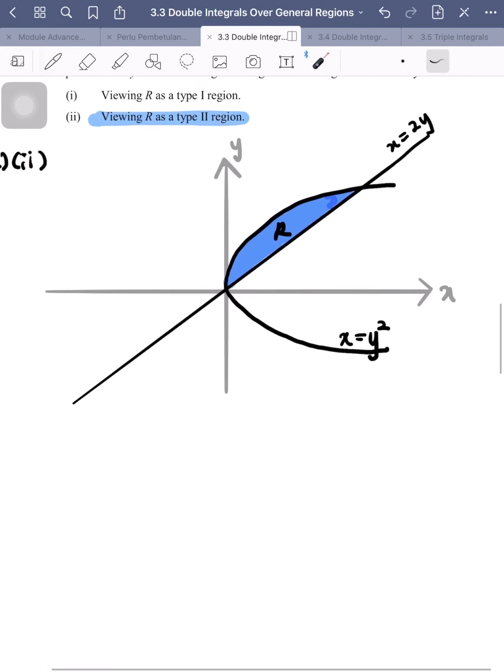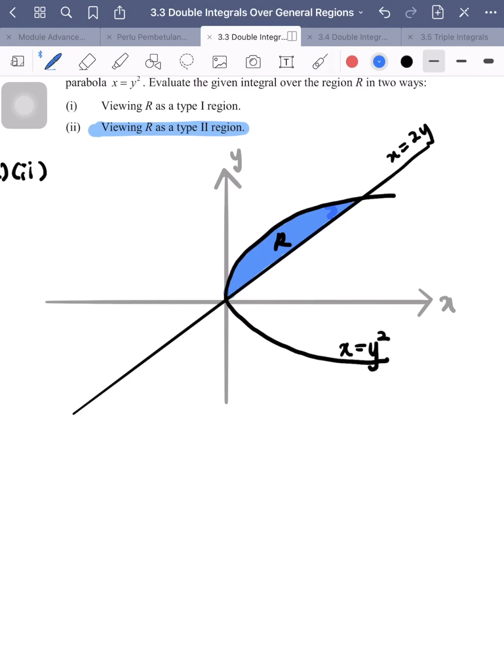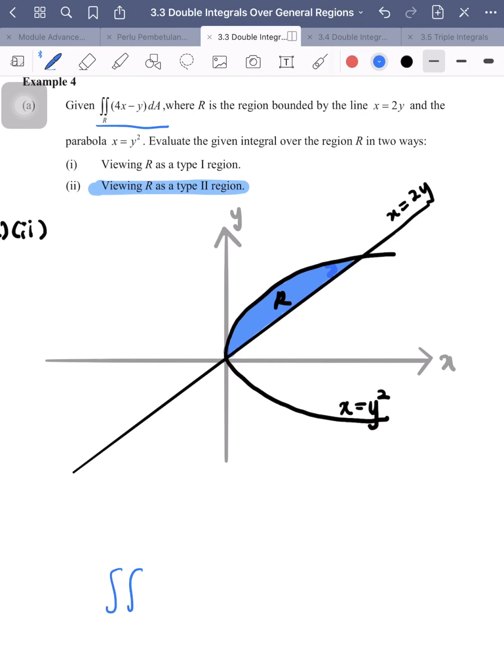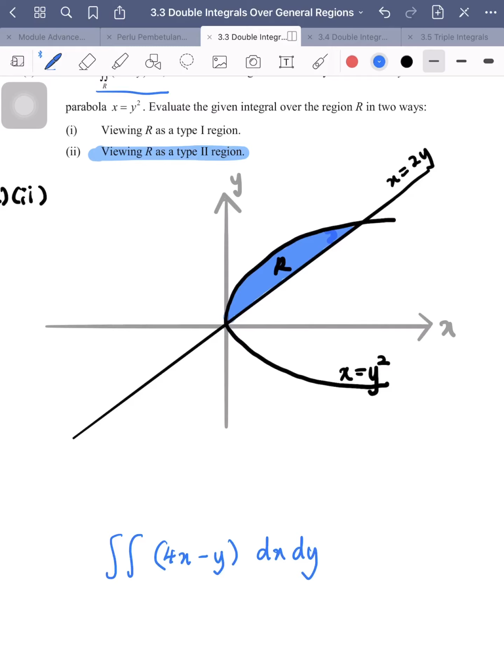Okay, type 2 region, the theorem says that it is the double integral of your function, which in this case is 4x minus y, and your dA is dx dy for type 2. Okay, type 2, you look from left to right. Because x is, you look like the x axis lah. See, x axis from left to right, right? So you look from left to right. Okay, I write down here. Okay, from left to right of your region.